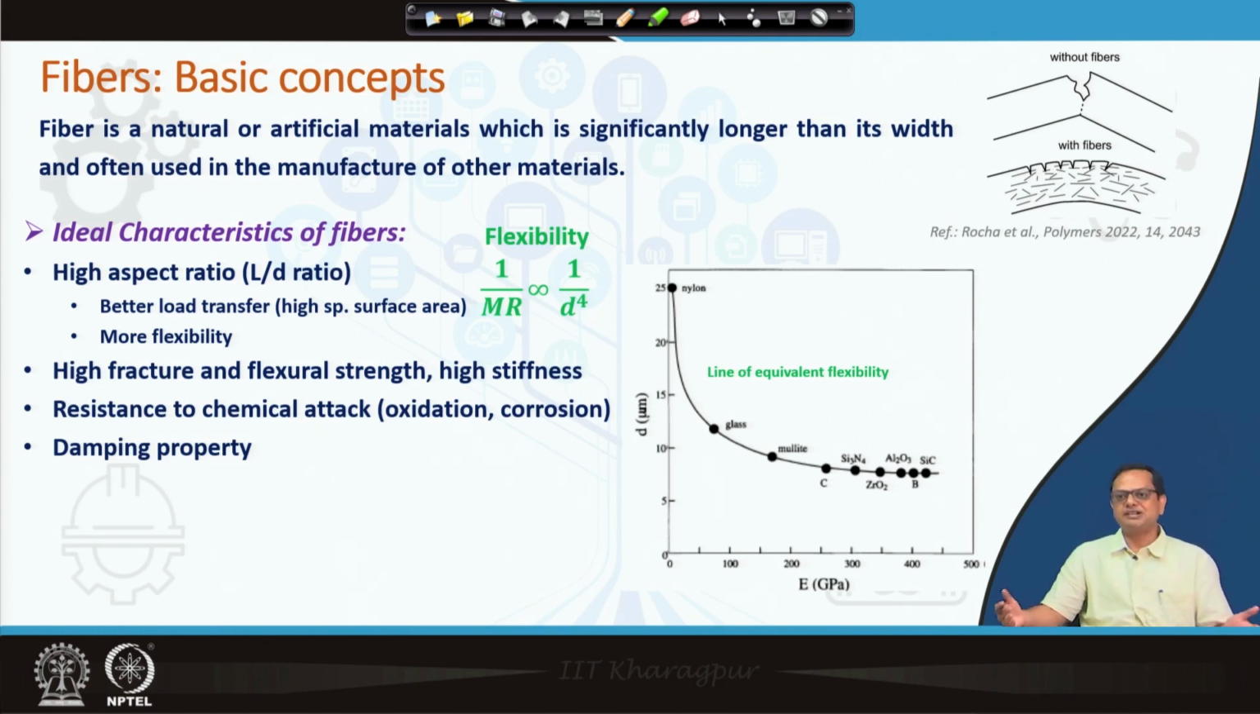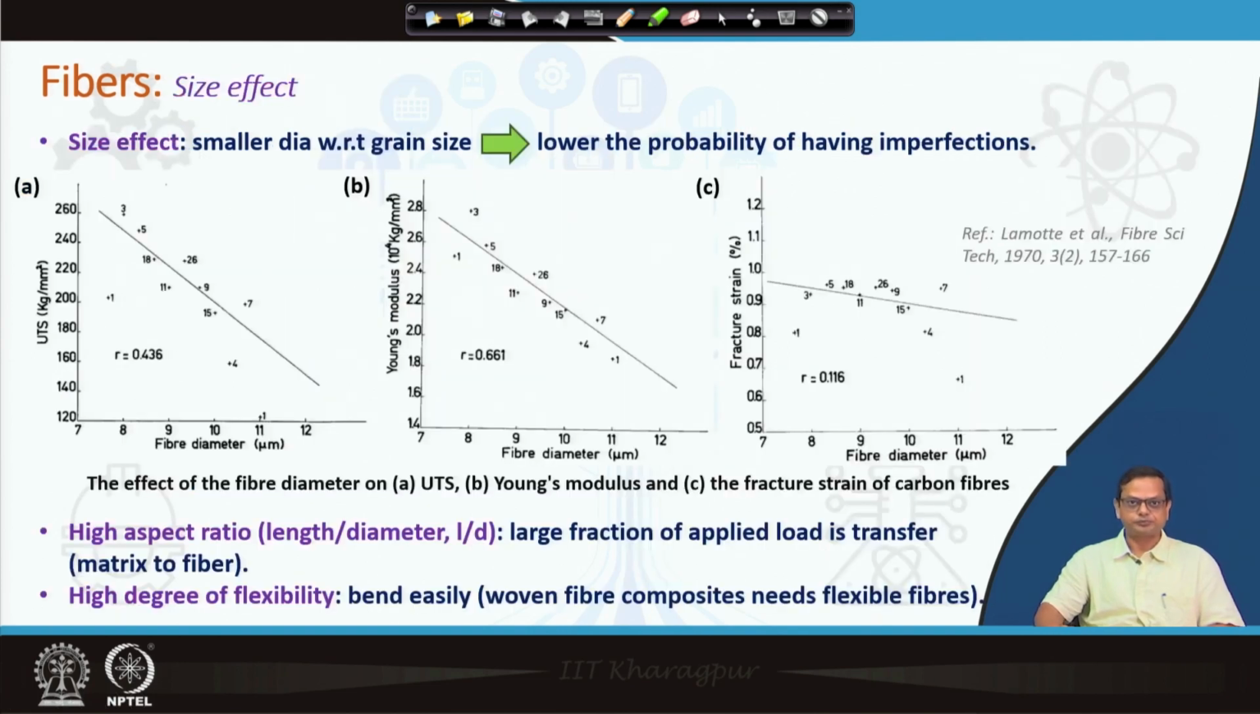Obviously, these fibers will be used in different environments. So, the fibers must be resistant to chemical attacks, and in certain applications, the damping properties of fibers should be very good. So, these are the ideal characteristics of fibers.